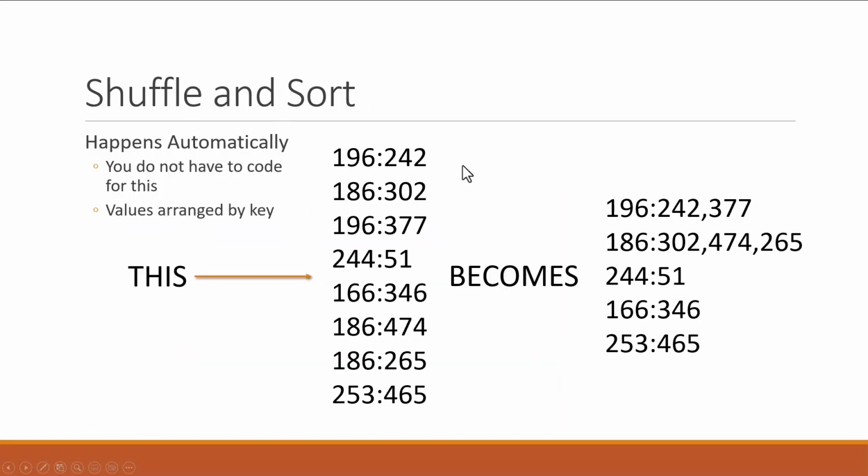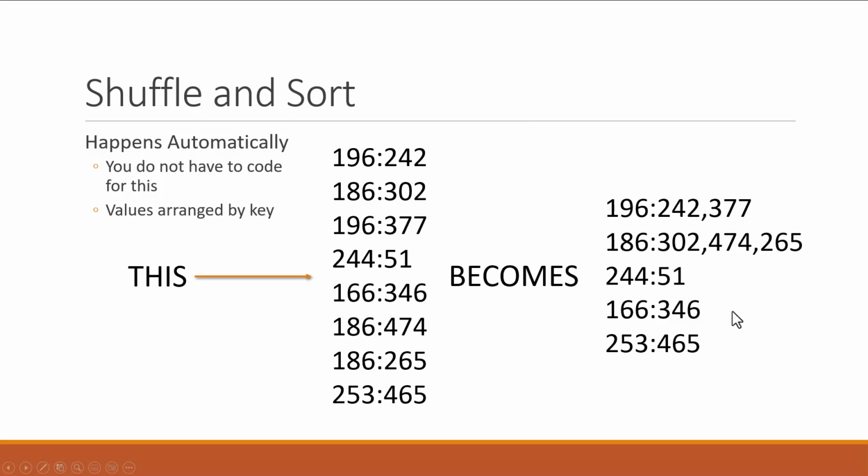So here in the shuffle and sort phase, that's where we turn these key value pairs into the key value list. So 196, 242, 196, 377, those are two values for 196. Therefore, once we collapse those, we end up with 196 as the key and 242, 377 as the value. So we went from key value pairs to key value lists. So this is essentially what's happening in the shuffle and sort phase. So this key value list then is the input that we're going to use into our final reduce process.